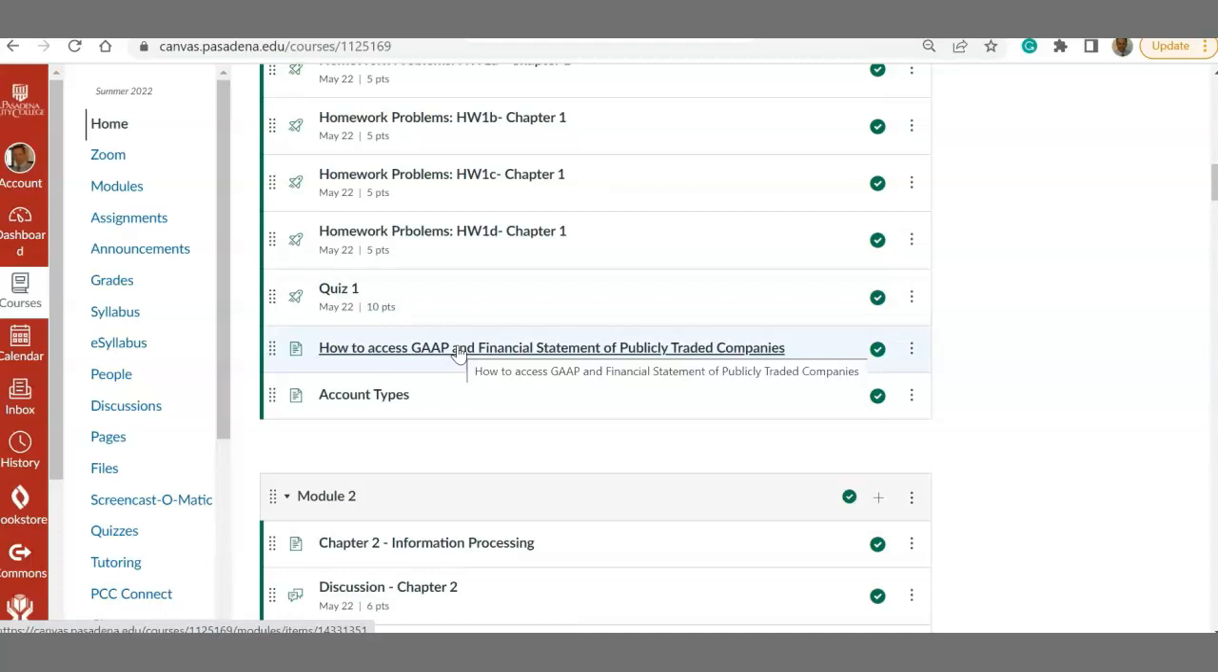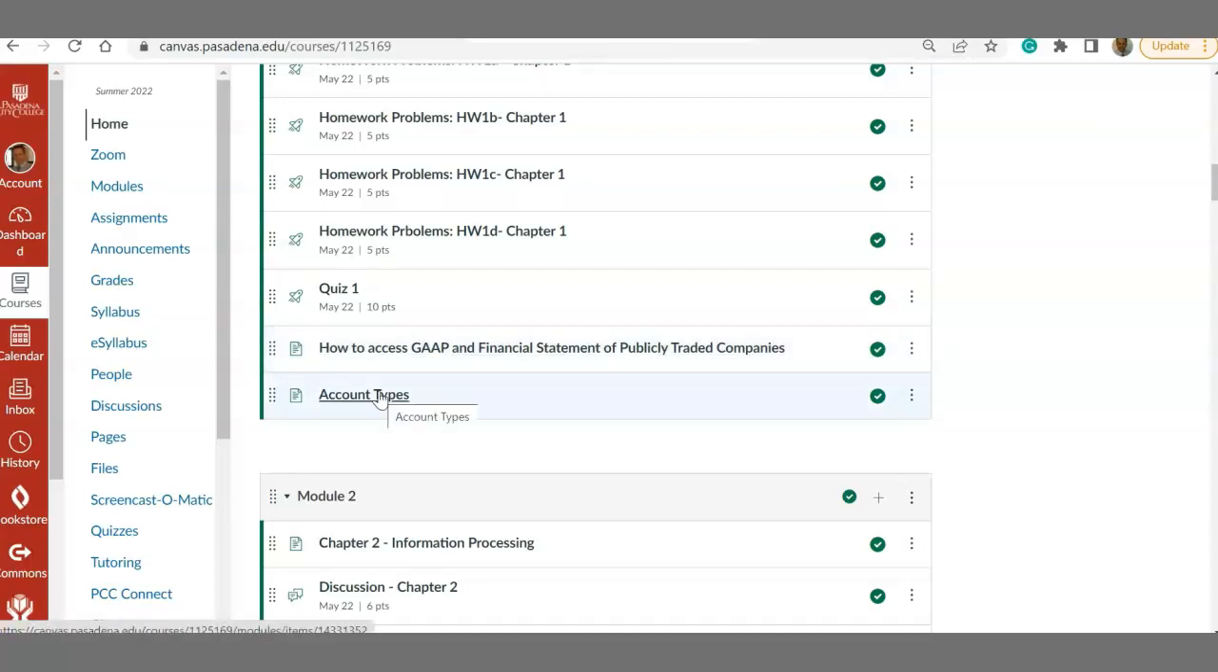I recorded it already. That's about how to access publicly traded companies through the SEC website, which is the actual source. And also how to find out where GAAP is, because we're going to talk about GAAP every time, and you're going to say, okay, what is it? Where can I see it? In that video, I show where GAAP is located, so you can have access to it if you want.